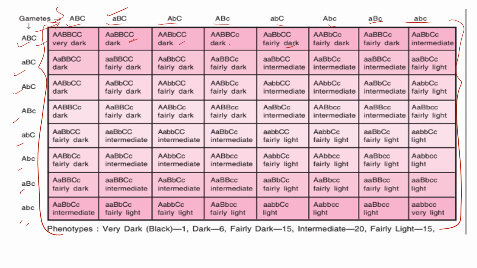So if they are having two dominant genes and one heterozygous gene, that will be dark. If they are having two recessive genes, that will be fairly light, and there are so many combinations here. So what are all the phenotypes we are getting in this? Actually, this is not at all for your class.